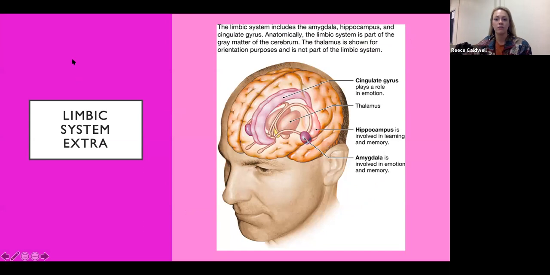Here's a little bit extra information on the limbic system that you can review on your own.